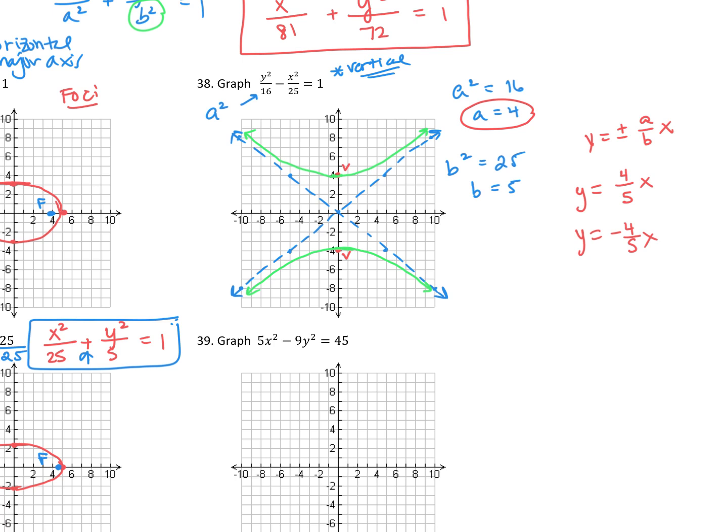So I'll go ahead and write that. C squared equals a squared plus b squared. So our c squared is, let's see, our a squared is 16 plus our b squared is 25. So 16 plus 25 is 41. So our c value is the square root of 41. Square root of 41, let's see, that is about equal to 6.4.